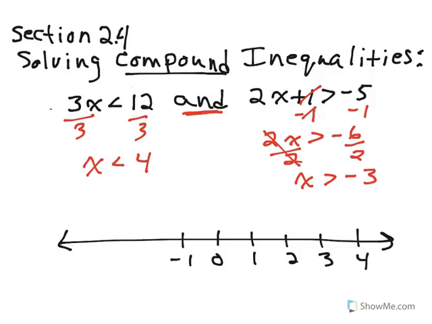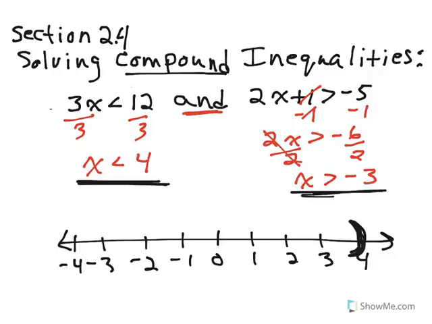Draw out my number line first. So for the first one, I look at where x is less than 4. There's no equal sign, so again I'm going to use my parenthesis. And then before I shade it, I'm going to look at the second one. x is greater than negative 3. Again, no equal sign, so I use parenthesis. And then I shade in between the two.